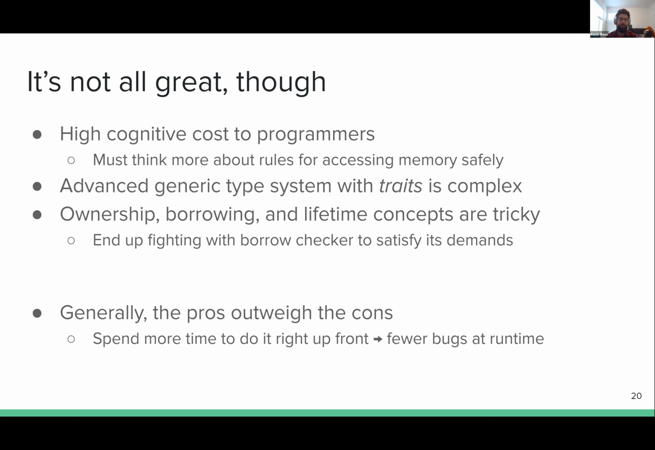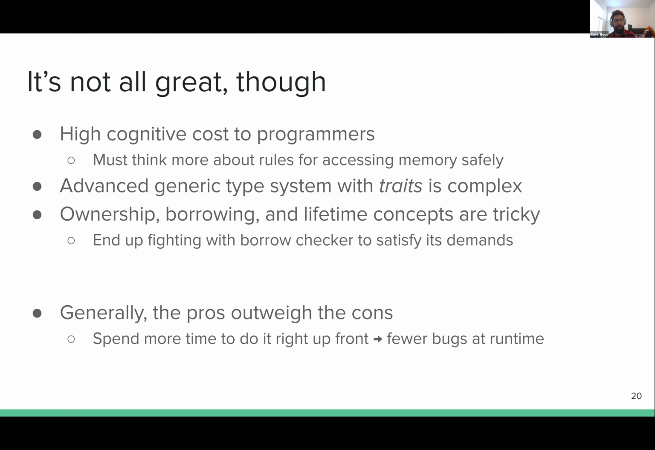But of course, there are some downsides. Nothing comes for free. So Rust has a relatively high cognitive cost. Programmers have to think a little bit harder about the rules for accessing and using memory in a safe way. It has a little bit of complexity in its generic type system, which I'm not going to really touch on today, but we can talk about it after. And then the core system of ownership and borrowing and lifetimes to ensure safety is tricky, especially initially, right? So you'll end up fighting with the borrow checker to satisfy its demands, at least up front, quite a bit.